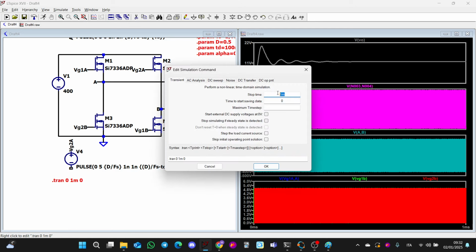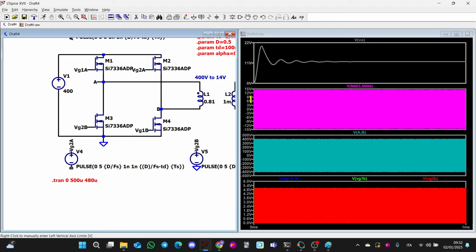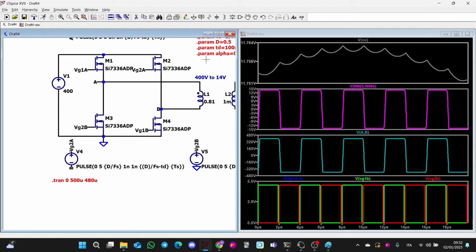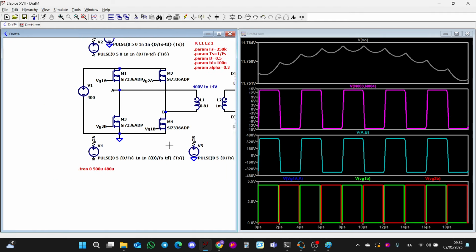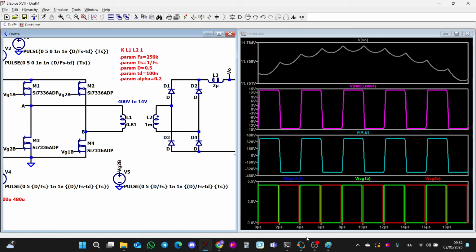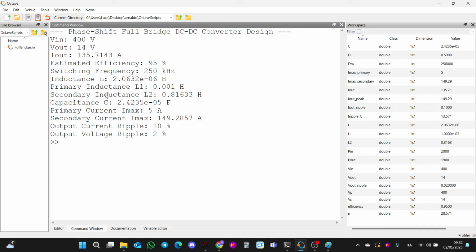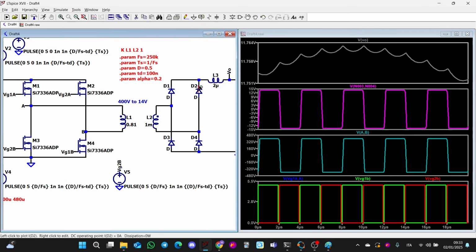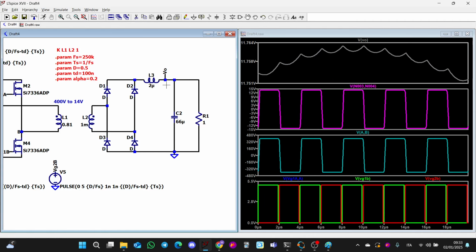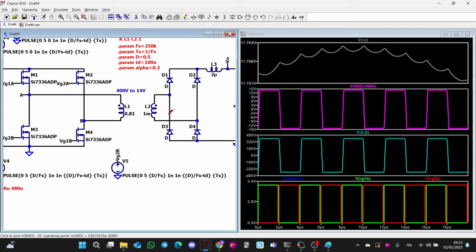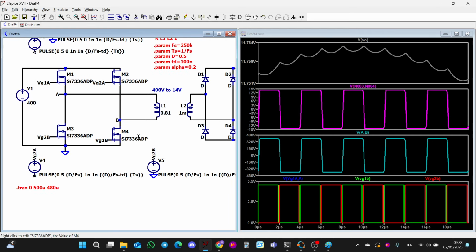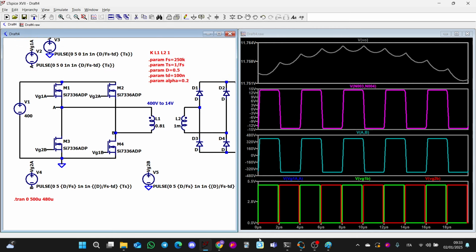But by the way, we can just stop the simulation at 500 and start to 480 micro. Yeah, it's good enough. So as you can see, the script is working fine because it calculated everything. And we have the secondary current max because I put the maximum load in the script, but I don't care. The transformer is good because we have minus 14 plus 14 as we expected. And now we have to implement the phase shift full bridge on LTSpice.